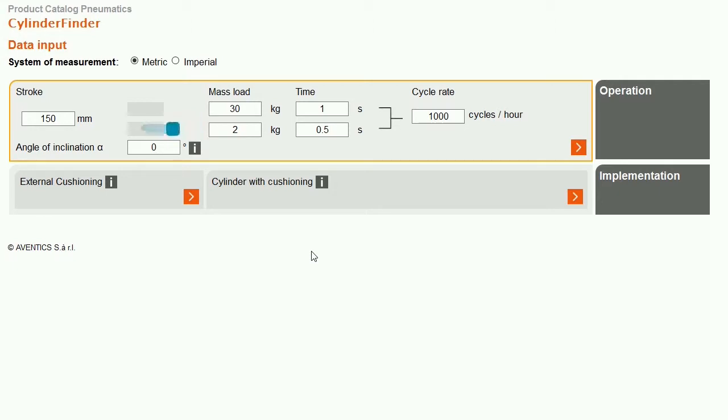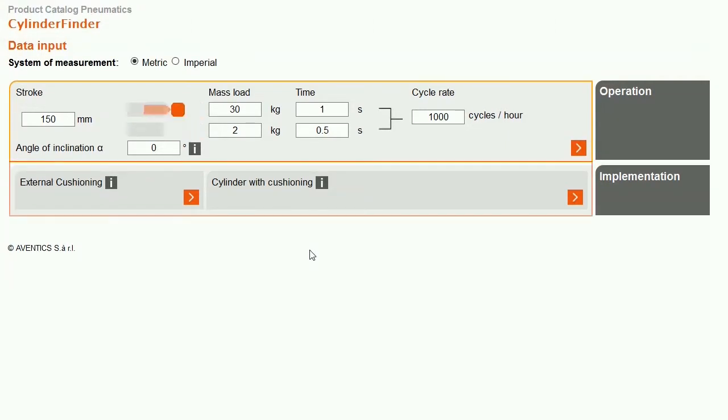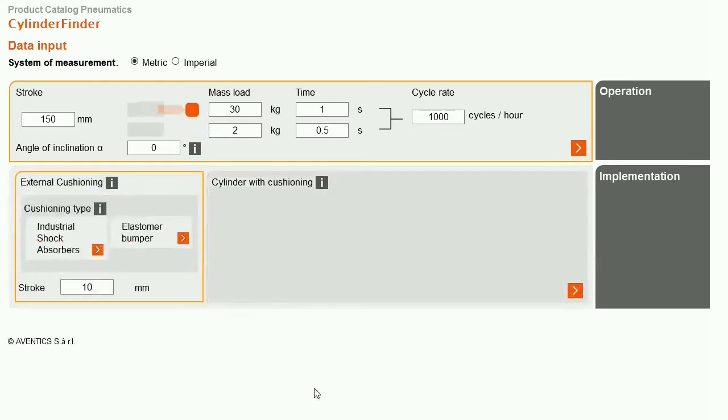Now you must make an entry for the implementation. First, determine the type of cushioning. You can choose between external and internal cushioning. If you choose external cushioning, the cylinder will not have its own cushioning. This means there won't be any further cushioning calculation in the following steps. It also means that braking of the moving mass must be achieved through other measures in the machine or system. For example, through an industrial shock absorber or an elastomer bumper.